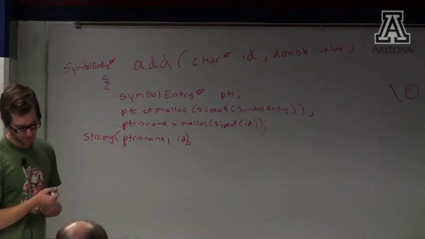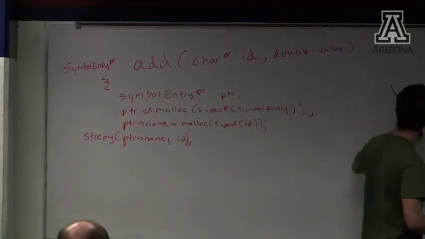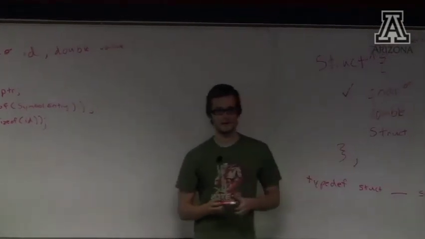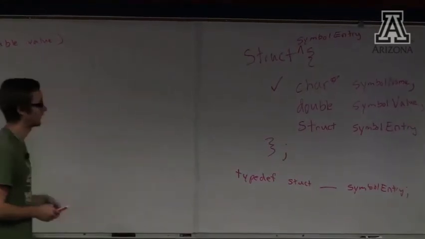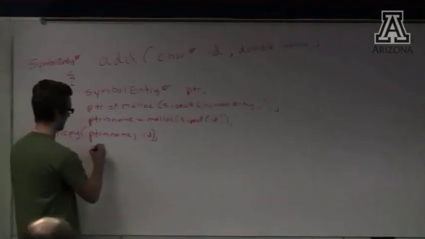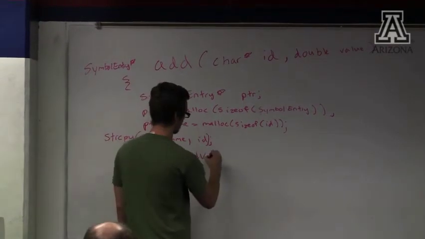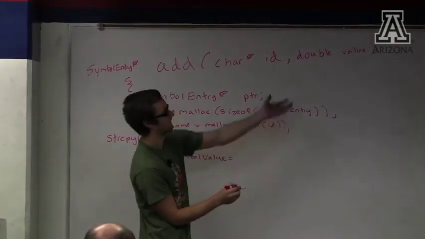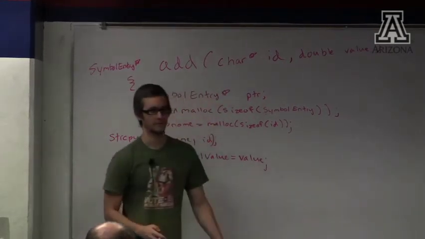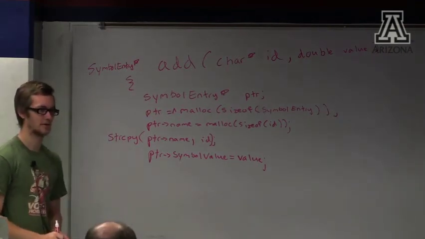So if we think in our add, this is taken care of, right? We've malloced it, we've assigned it a value and whatnot. So I guess we'll move on to the symbol value. So we might want to say something like pointer symbol value equals value, creatively named by Brian. Okay, so thank God we don't have to do any more string copies. We don't have to do an integer copy. Yes?